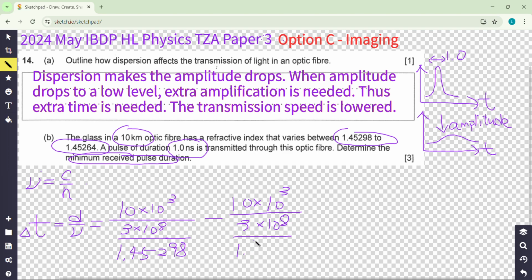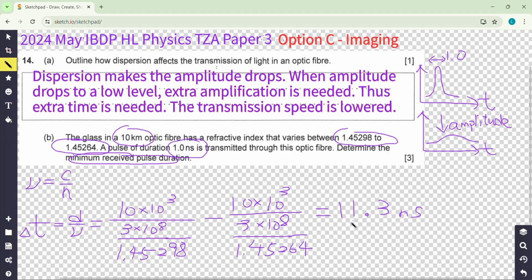So 1.45264. Complicated calculation. So you calculate this out and then you find the difference, the spread-out of the time, the duration. Give yourself some time. You really need to do it. So bring out your calculator, plug in. Well, then that's it, okay? So the time you got is 11.3 nanoseconds.